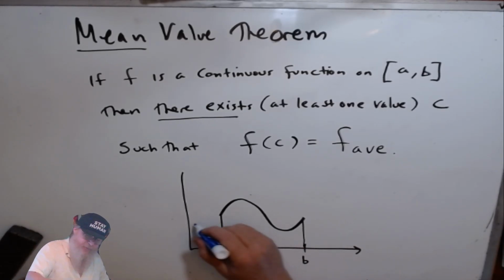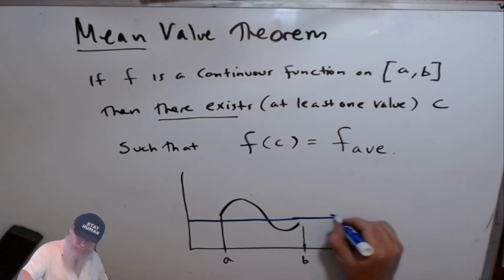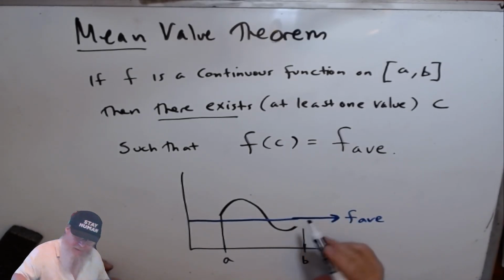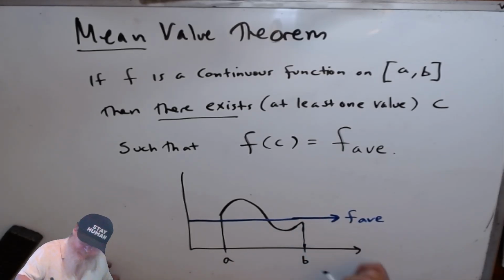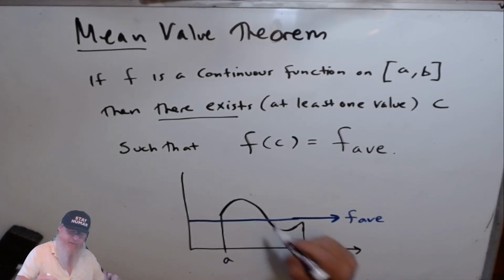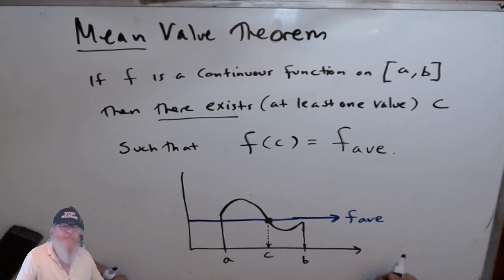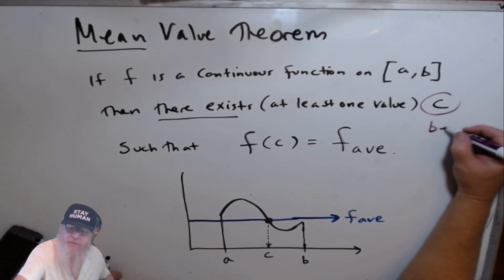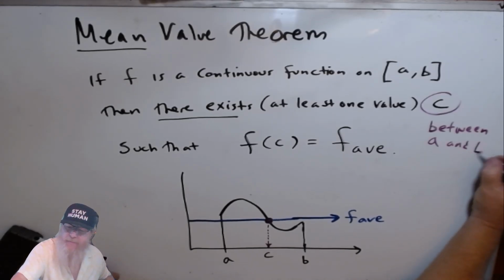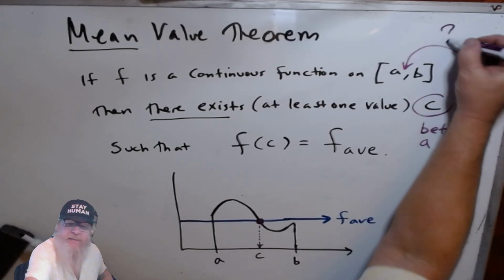Suppose the average is right here. I'm trying to get my drawing just right. So the average always cuts through the graph, through the ceiling of the curve. This is your value C. And C is always between A and B. All right, so C lies somewhere in between A and B.